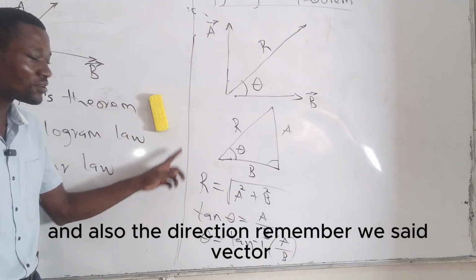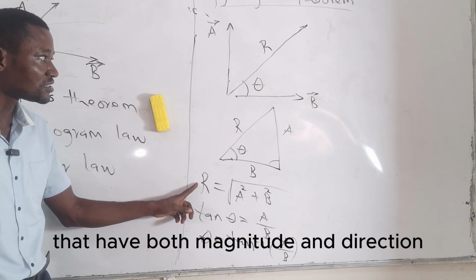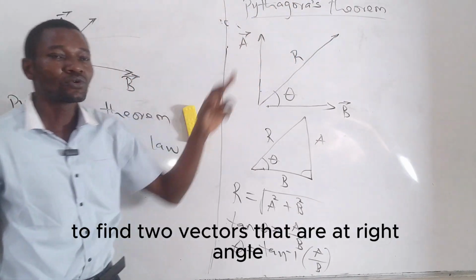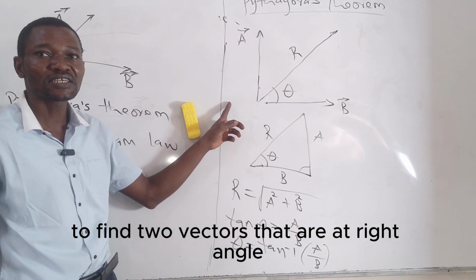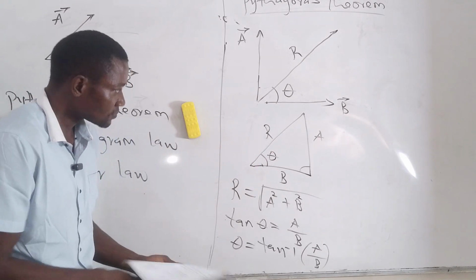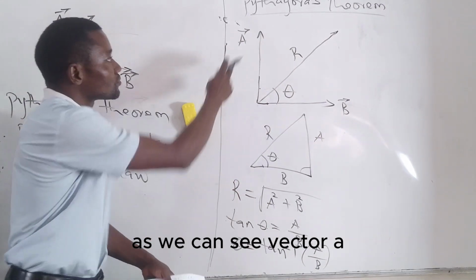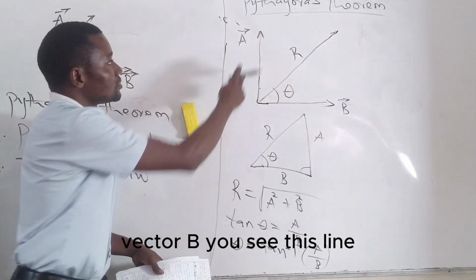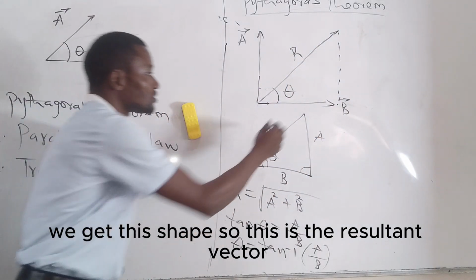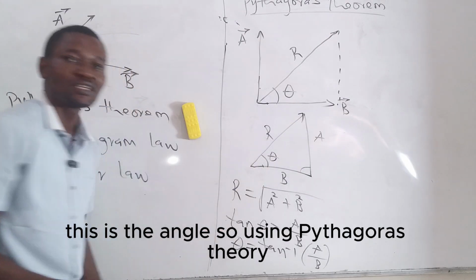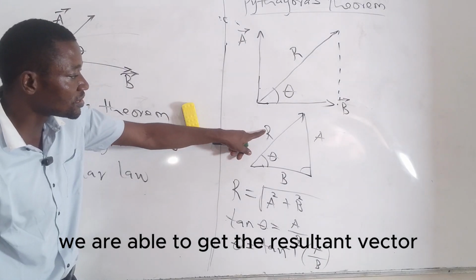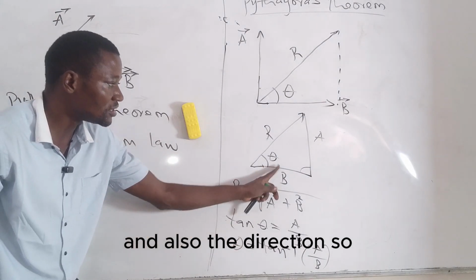Remember, we said vectors are physical quantities that have both magnitude and direction. So we use Pythagoras theorem for two vectors that are at right angle to each other. And what is the approach? Two vectors at right angle to each other, as we can see, vector A, vector B. You see this line. We trace it down. From here, we get this shape. So this is the resultant vector. This is the angle. So using Pythagoras theorem, we are able to get the resultant vector and also the direction.